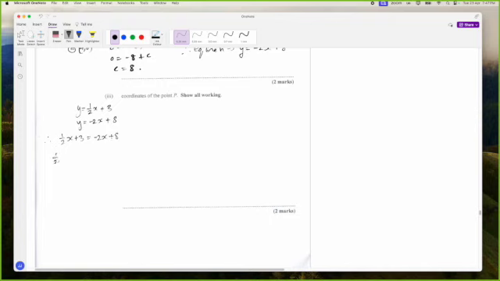So what do I have? A half x plus 2x is equal to 8 minus 3. So that's 2.5x. 2 plus a half is 2.5, which is 5 on 2, so 5 on 2x is 5. So you throw your 2 across, 5x will be 5 times 2. So 5x is 10, and therefore x is 10 divided by 5, which is 2.